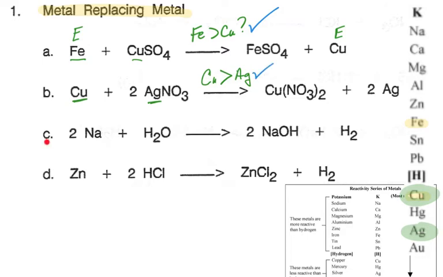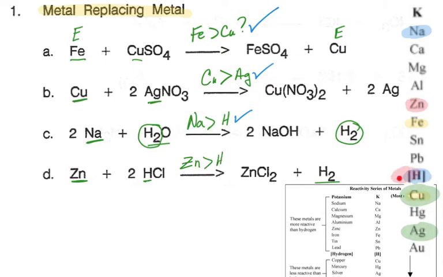For letter C, we're going to look at sodium and what? So we see H2O. What we're looking at in that case is hydrogen, and we see hydrogen bolded down here. We see that sodium is above it, and so this reaction does occur. And the last one, letter D, is zinc and hydrogen chloride, and we see that the zinc is above the hydrogen, and so that reaction also occurs. Notice that we're producing H2 gas on these, and that's what we're going to be observing.